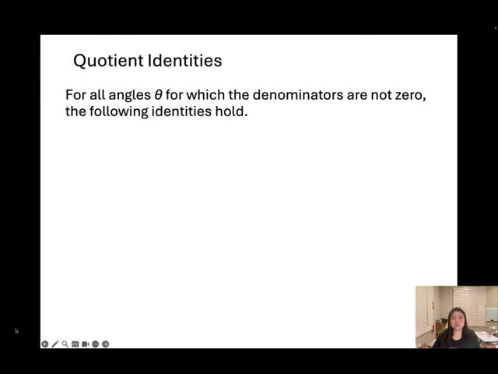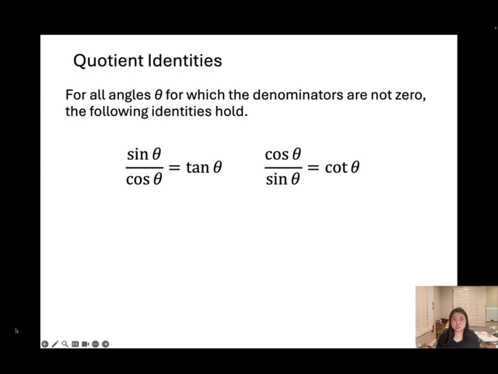Quotient identities. For all angles theta for which the denominators are not 0, the following identities hold. Sine theta over cosine theta equal to tangent theta. And cosine theta over sine theta is equal to cotangent theta. Remember these two quotient identities.